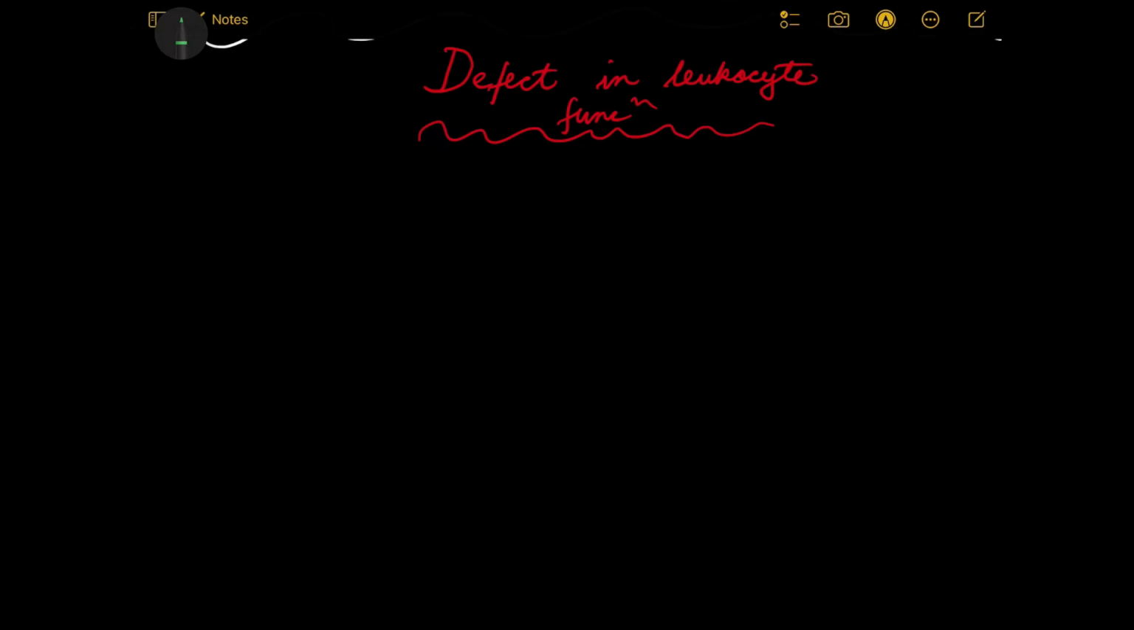What would happen then? This is the first topic at hand as far as defects in leukocyte function are concerned. The person would have a couple of disorders, or rather the person wouldn't have all of them, he or she would have only one of those disorders, but collectively these disorders are known as leukocyte adhesion disorders.